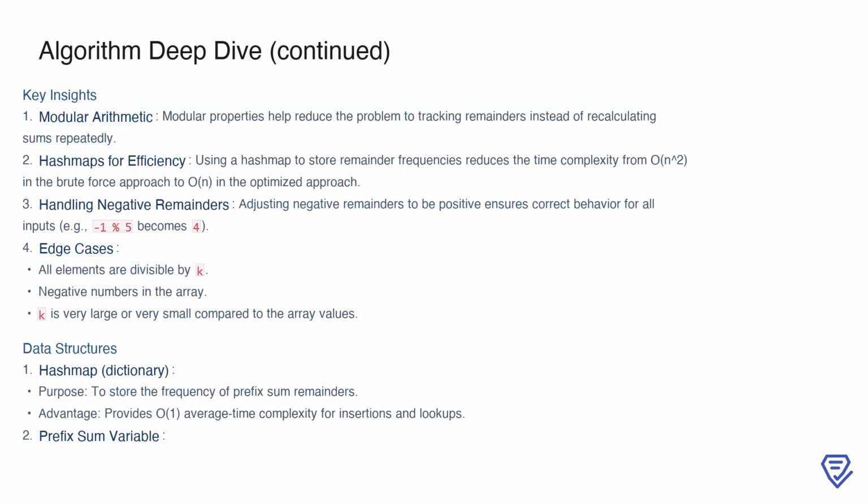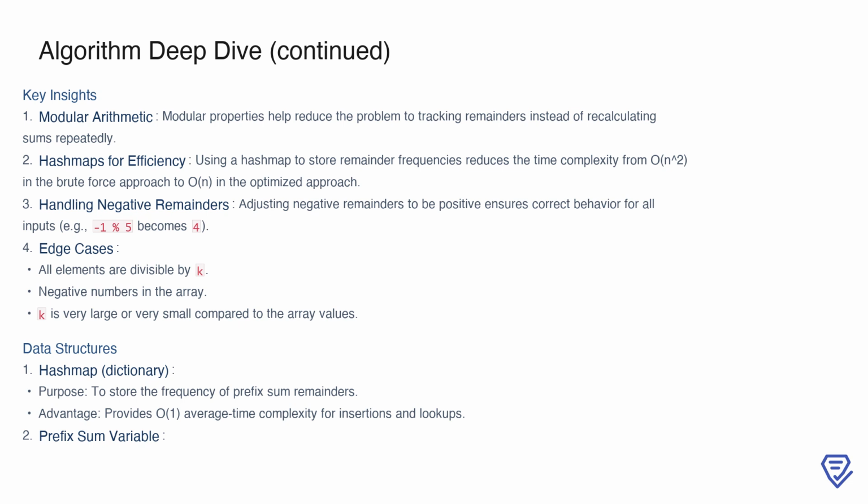The optimized solution relies on a few key insights. First, modular arithmetic allows us to reduce the problem to tracking remainders instead of recalculating subarray sums repeatedly. This simplifies the divisibility check and eliminates redundant calculations. Second, hash maps play a crucial role in making the solution efficient, as they enable constant time lookups and updates for remainders. This reduces the overall time complexity from quadratic to linear.